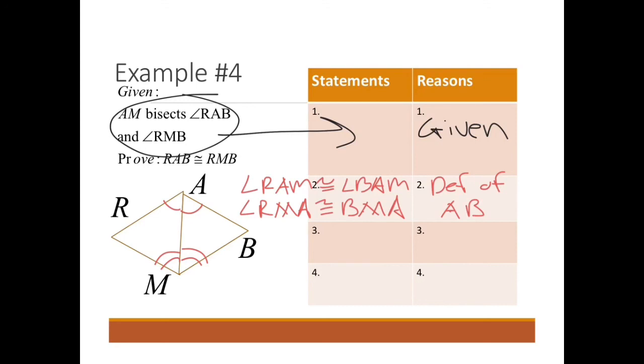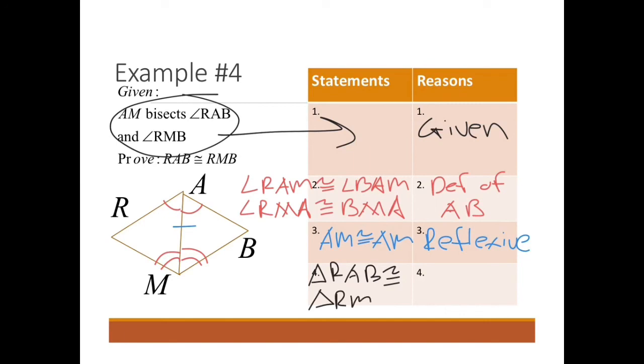Alright, for our next statement, hopefully we notice that our two triangles share, again, this middle side. So we can mark that as being congruent. And the reason we can mark that as congruent is because of our reflexive property. So we'd say that AM is congruent to AM, and again, that is the reflexive property. Okay, looking at our triangles now, hopefully you guys see that they're congruent using the angle side angle theorem. So our two triangles, which are triangles RAB, is congruent to triangle RMB, and again, that is because of the angle side angle theorem.